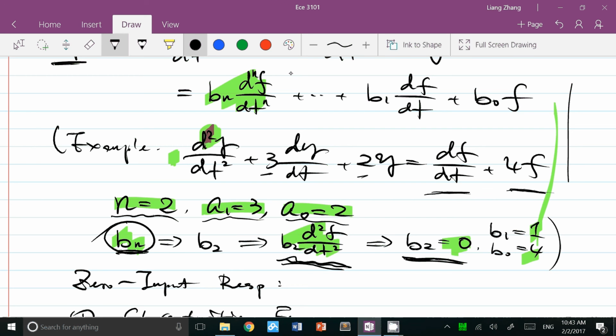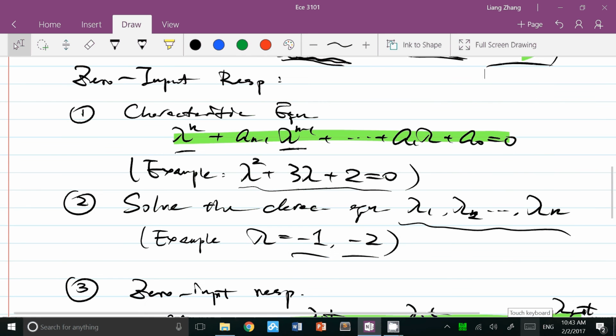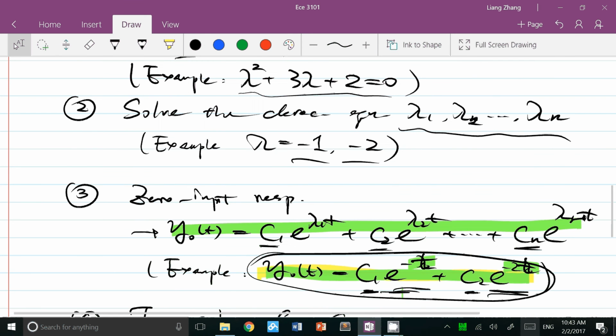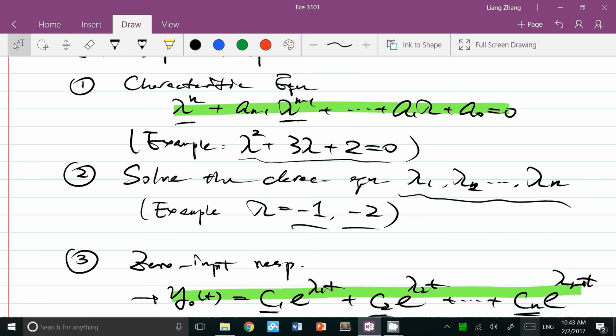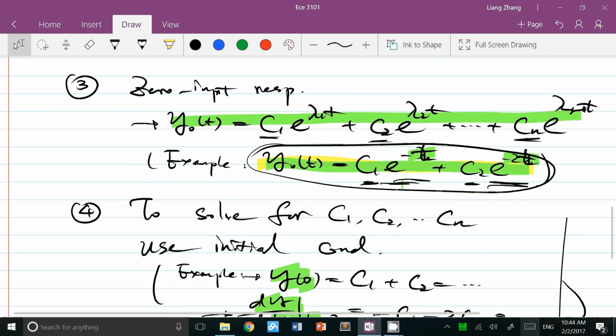For b1 and b0 it's easy. We can easily find them through this equation. Then the zero input response will need the following four steps. First, solving the differential equation. Second, solve the characteristic equation to find the roots, all these lambdas. In this example, the roots will be -1 and -2 from this quadratic equation.